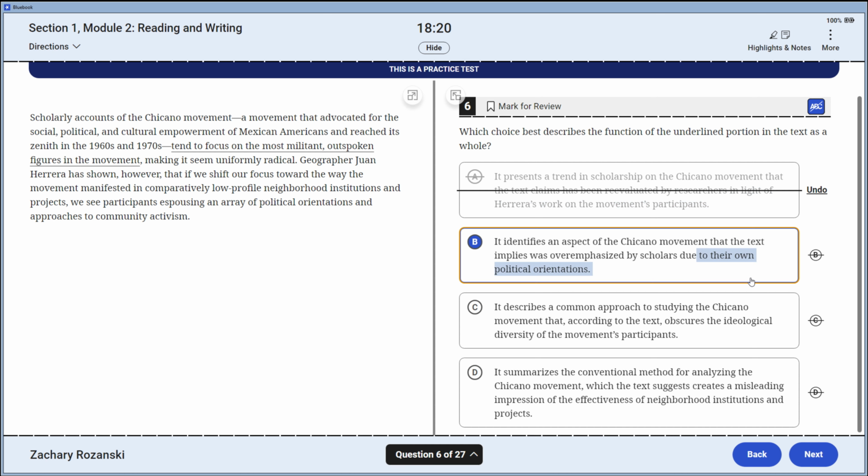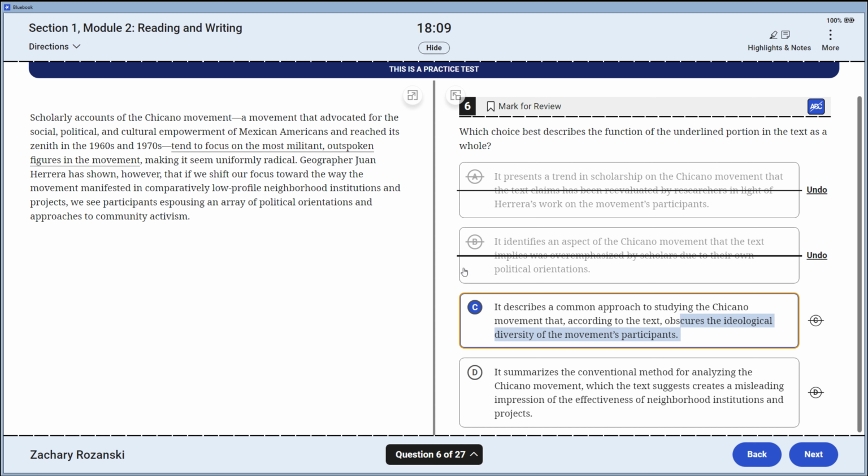Oh, this is the juice. Due to their own political orientations. No, I didn't see any scholarly bias being presented in this. It describes a common approach to studying the movement that, according to the text, obscures the diversity of the movement's participants. We see participants, an array. Yeah, I really love C. It's gorgeous, but I'm going to take a swing at D just because I love understanding.